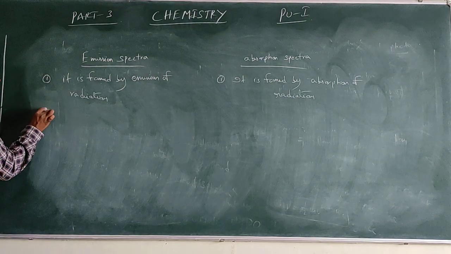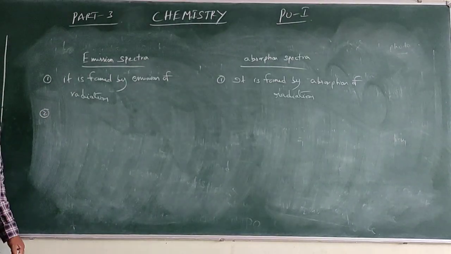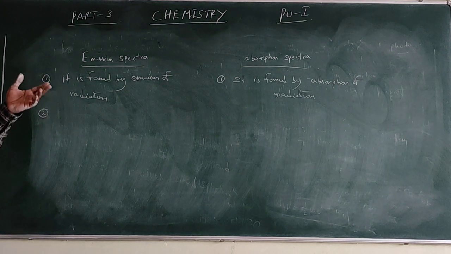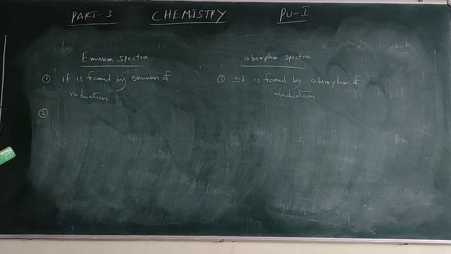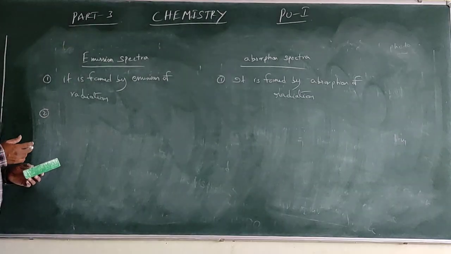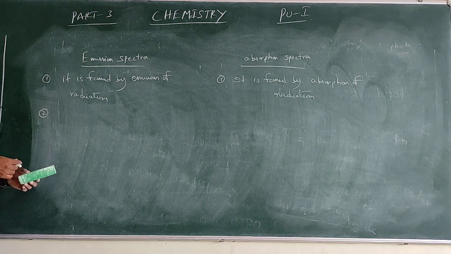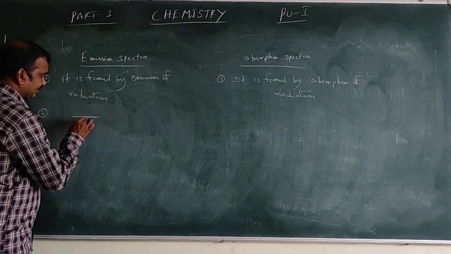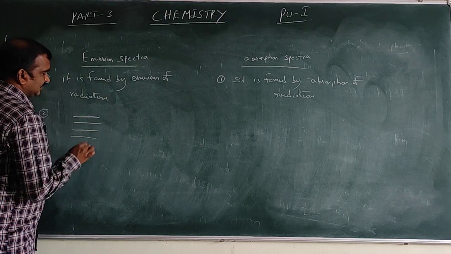So second one, emission spectrum and absorption spectrum. One is formed by emission of radiations and the other is formed by absorption of radiations. Emission spectrum is formed by de-excitation of electrons. So that means, look here, this is a level.